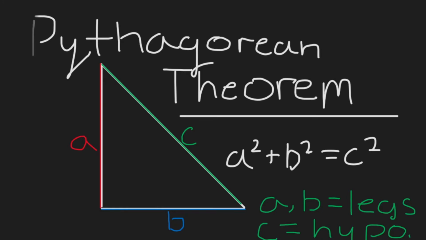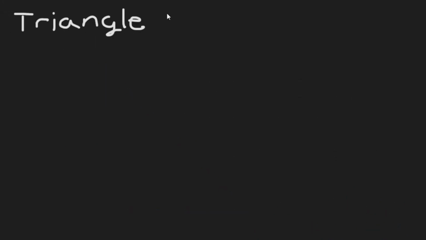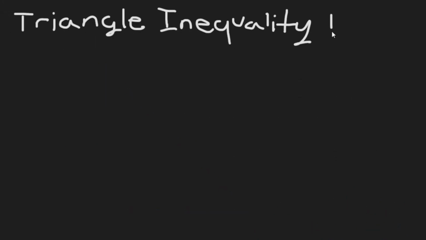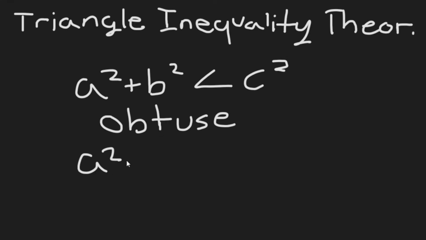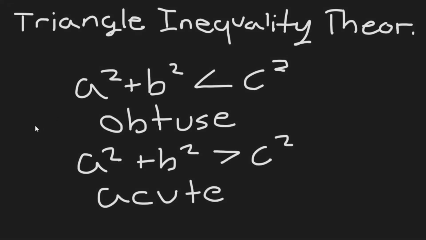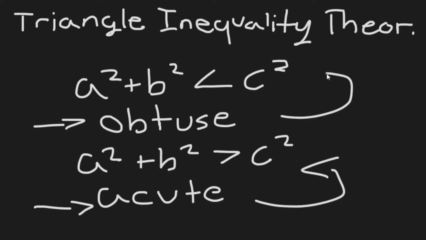While the Pythagorean theorem is used exclusively while finding the side lengths of right triangles, there is another theorem based off of the Pythagorean, the triangle inequality theorem. This theorem states that if a squared plus b squared is greater than c squared, then you have an acute triangle, whereas if a squared plus b squared is less than c squared, the triangle is obtuse.